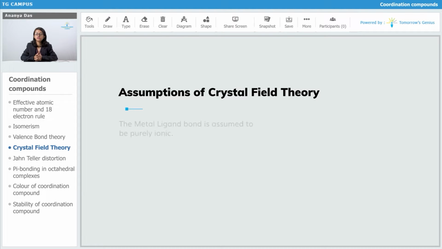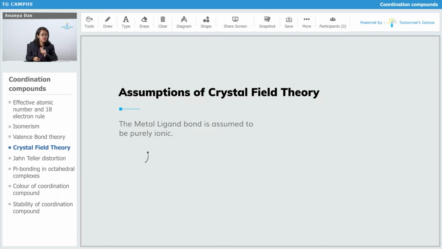The first assumption of crystal field theory is that the metal ligand bond is considered to be purely ionic. VBT was the complete opposite. VBT considered the metal ligand bond to be purely covalent. Crystal field theory, in short form also known as CFT, considers the metal ligand bond to be purely ionic.